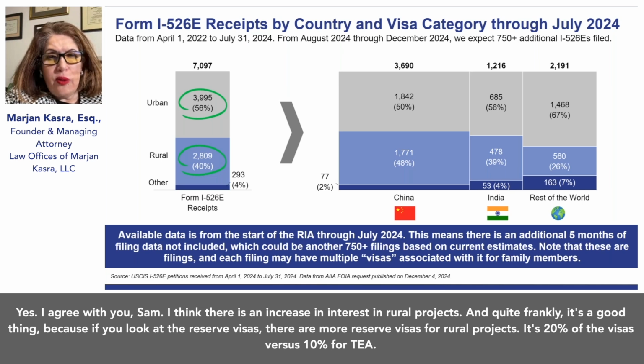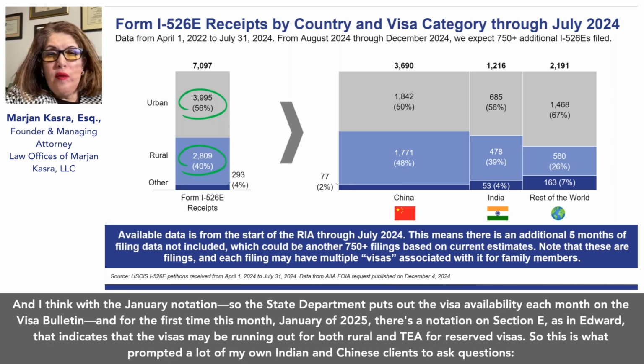Yes, I agree with you, Sam. I think there is an increase in interest in rural projects, and quite frankly, it's a good thing because if you look at the reserved visas, there are more reserved visas for rural projects. It's 20% of the visas versus 10% for TEA, and I think with the January notation, so the State Department puts out the visa availability each month on the visa bulletin.